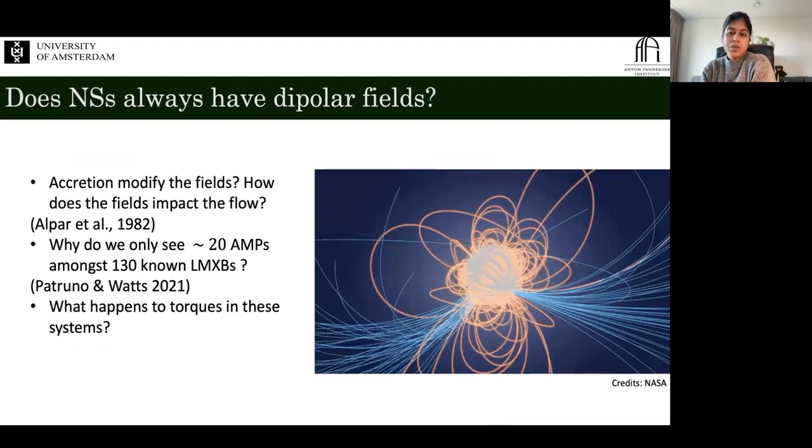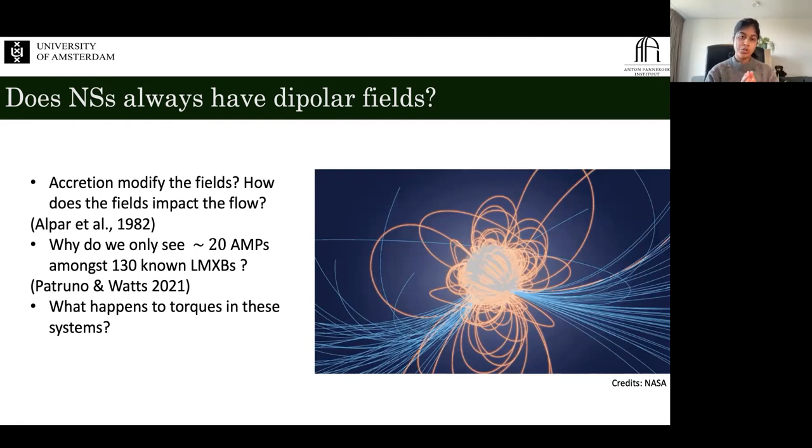Now, as I was mentioning before, NICER actually came up with field structures that are not really dipolar in any way. This actually brings us to a couple of questions. The rotation-powered millisecond pulsars are assumed to have gone through a prolonged accreting phase before reaching that stage of their life cycle. So now the question is, was it this accretion that somehow modified the field and gave rise to this multipolar stellar field topology?